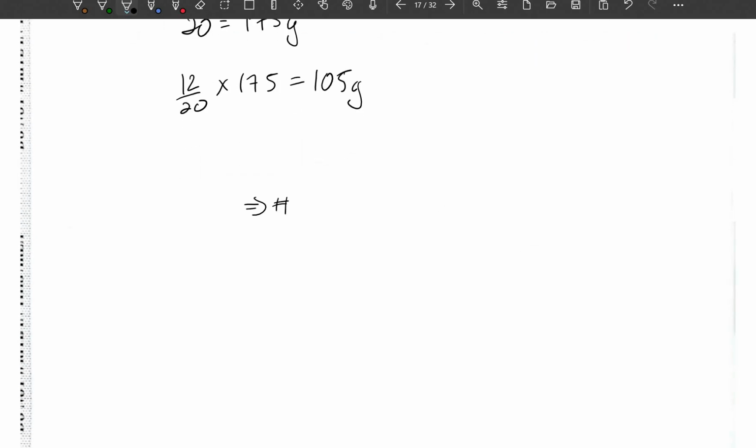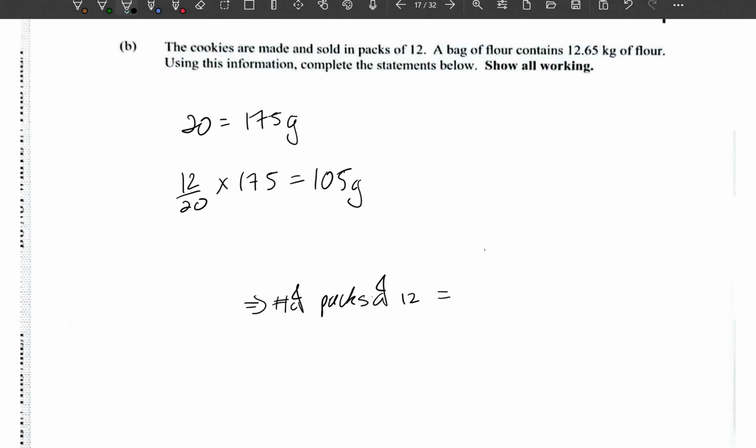So number of packs of 12 would be our 12.65 divided by 105. We need to convert this 12.65 kilograms to grams. So we multiply by 1,000. That'll be 12,650. Now let's use the calculator.